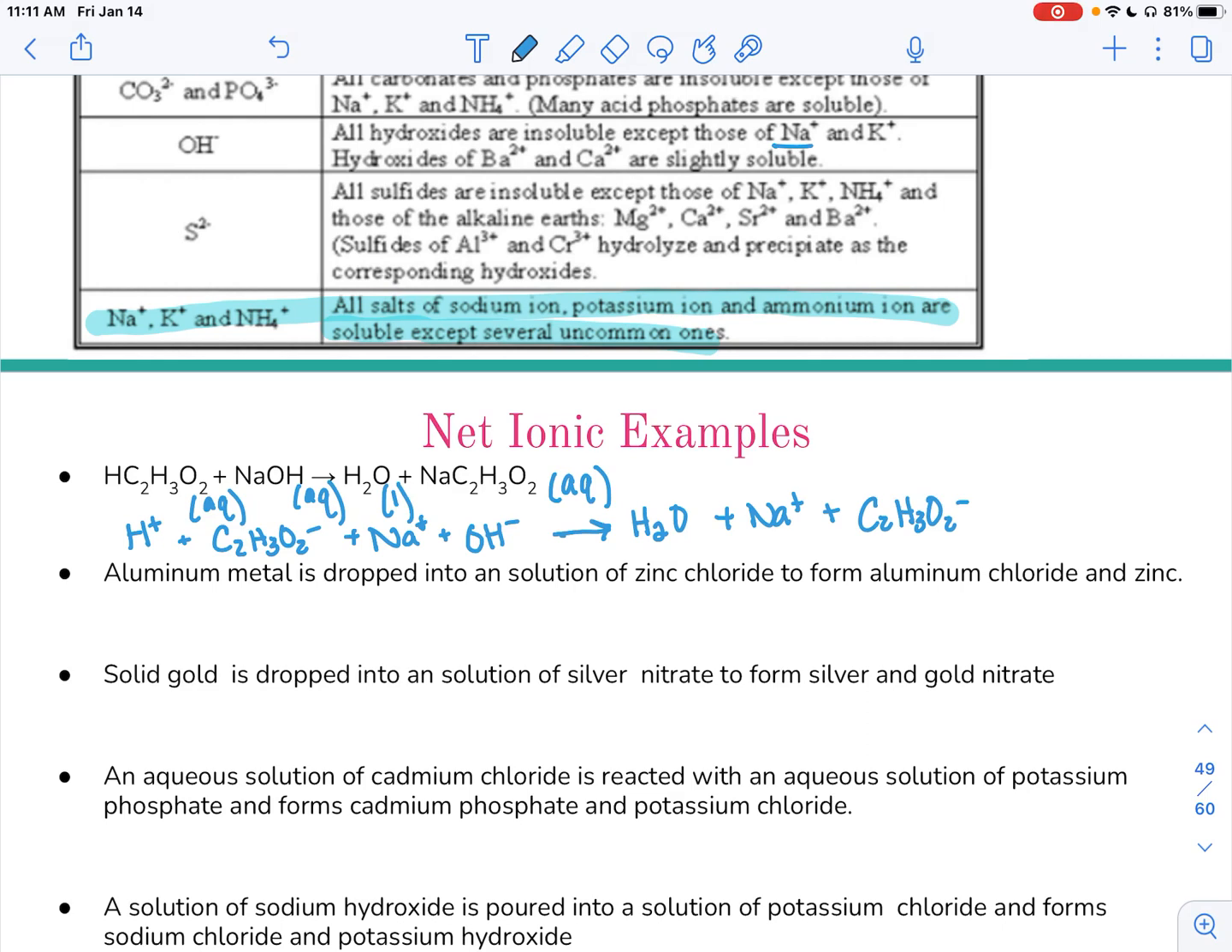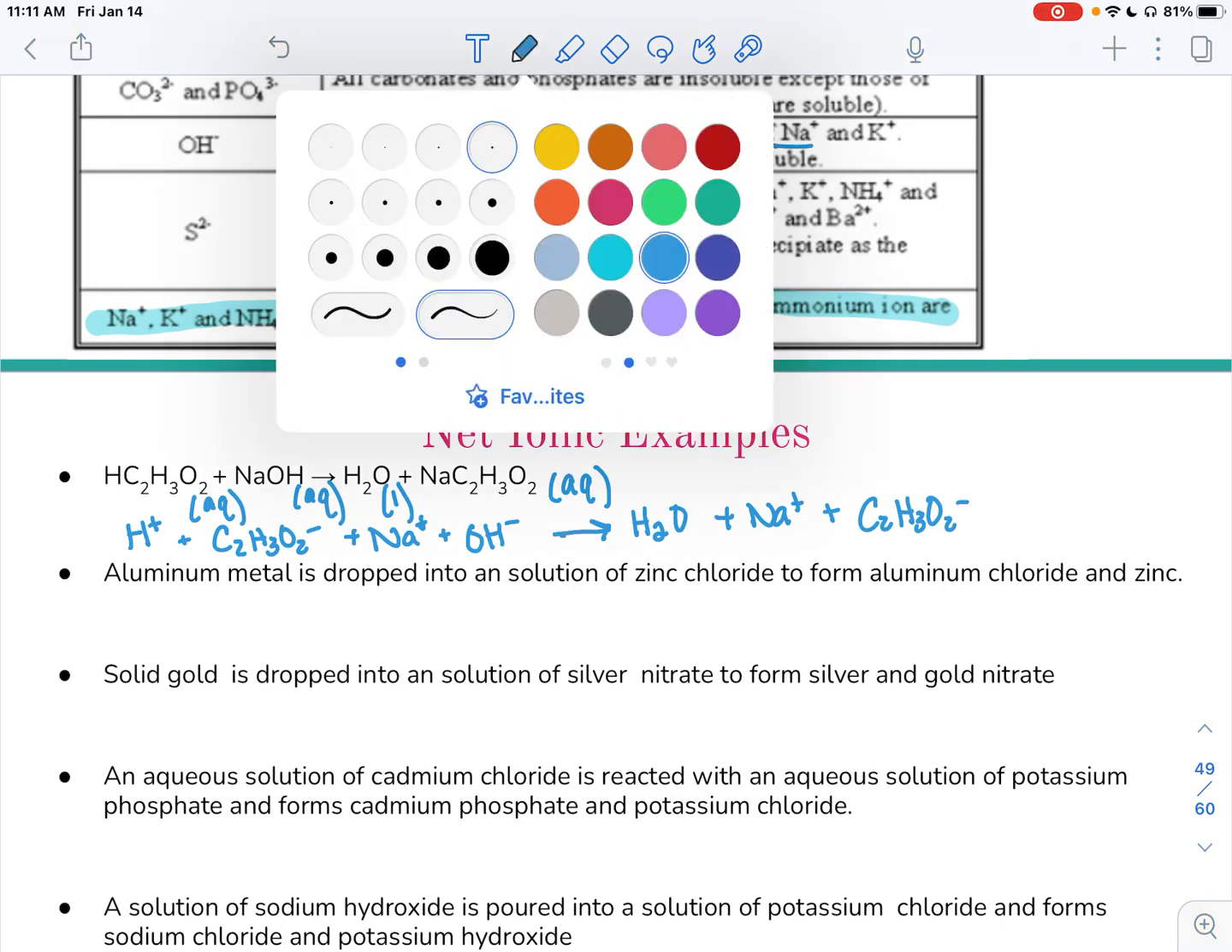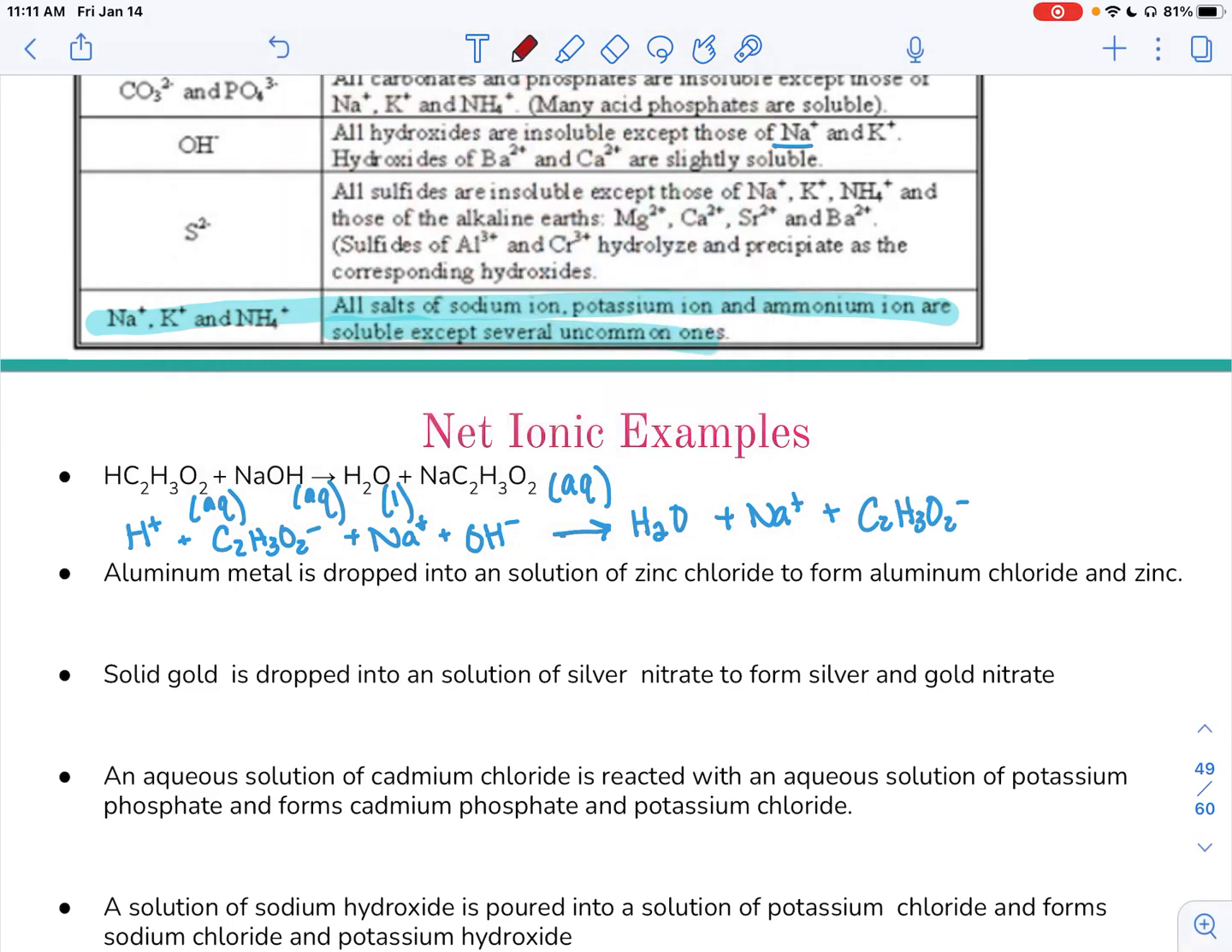So then the last little bit here is to cross out anything that shows up on both sides of the reaction exactly as is, okay? So you'll see that we have an H plus here, but we don't have an H plus by itself over here. We have H2O, that doesn't count. It needs to show up exactly as is.